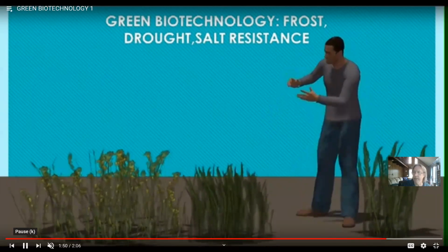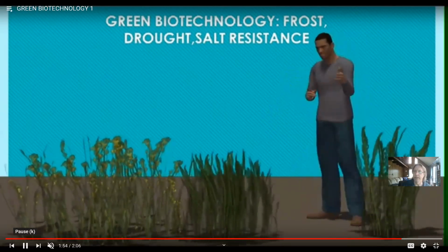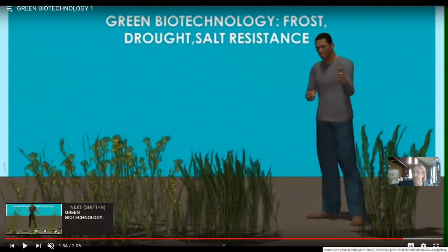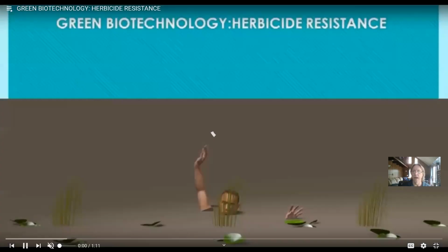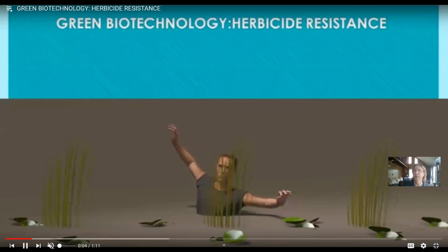So once again, even as we're deciding good or bad, you might ultimately think, I personally would not eat this or do this, but I can see a scenario where some people would like to have these crops that they could grow in areas that otherwise would not support them.